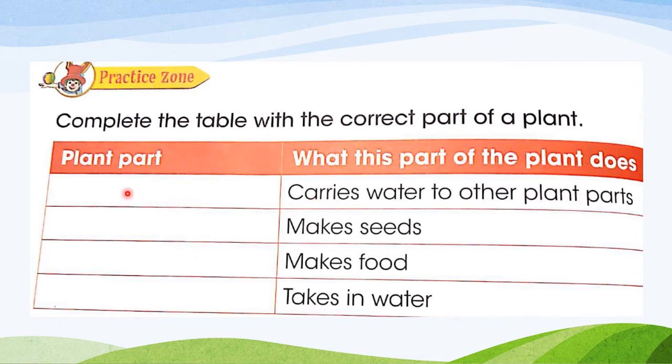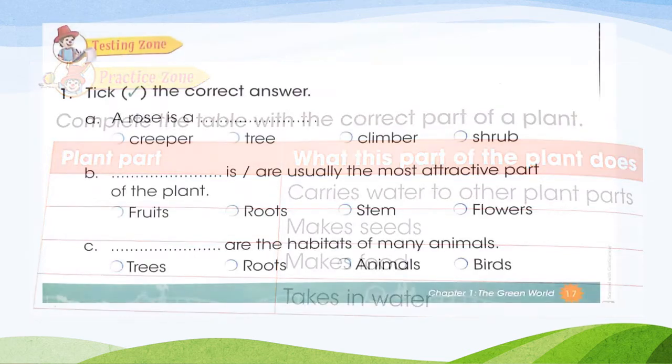Dear student, it is for you, so you do this by yourself. Dash makes seeds. Which thing makes seeds? Dash makes food. Leaves make food. Dash makes seeds. Takes in water. Which thing takes in water? Roots. So students, complete this page by yourself.